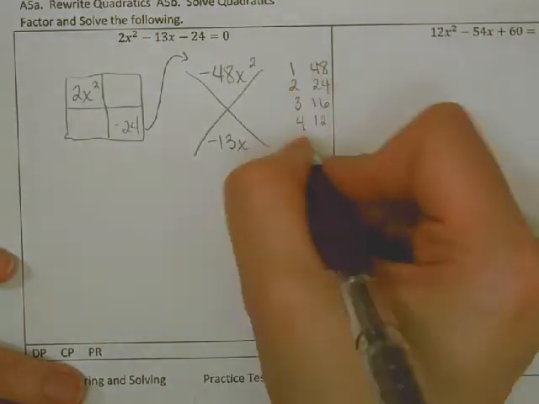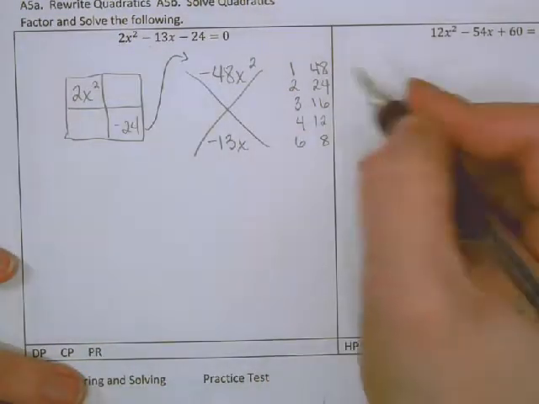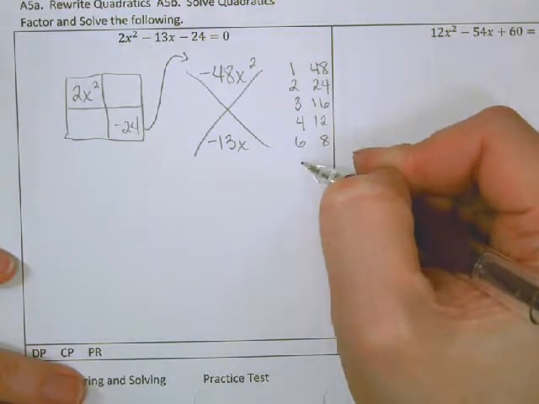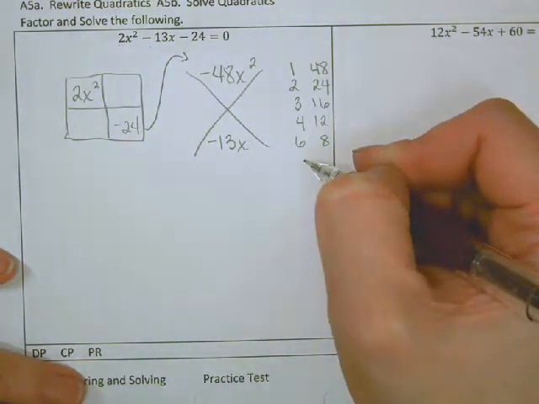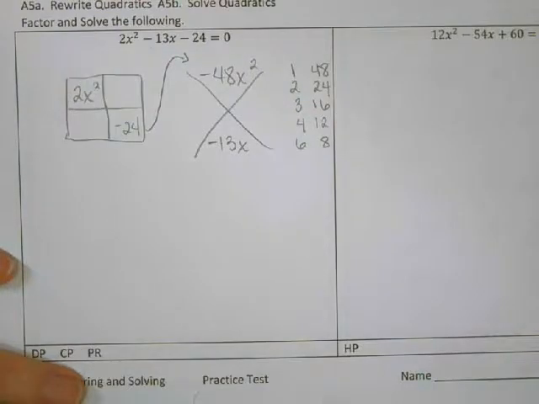48 divided by 6 gives me 8. 48 divided by 7 is also not a whole number, and then I'm back to 8 and 6. So that means I have all of my factors.